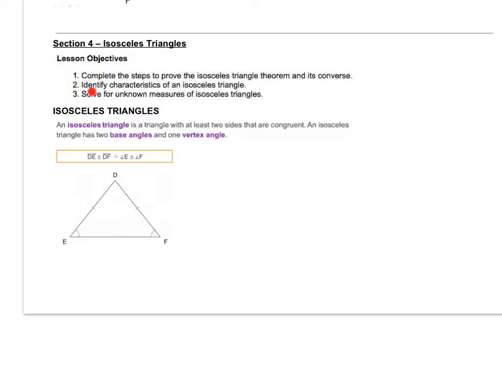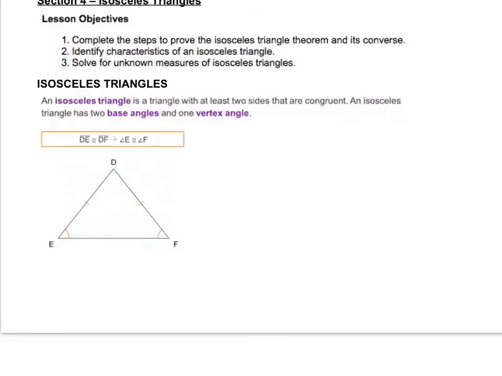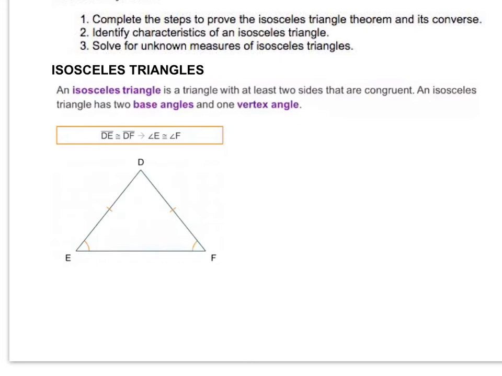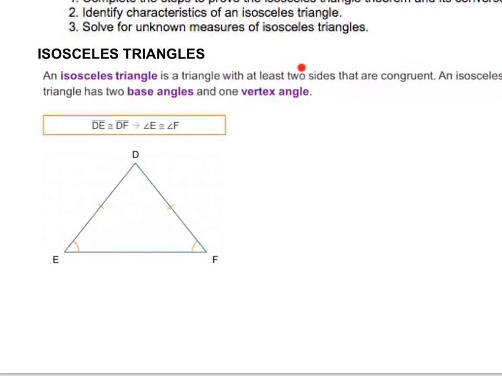What we want to do is complete the steps to prove the isosceles triangle theorem and its converse. We want to identify characteristics of an isosceles triangle, and we want to be able to solve for unknown measures of an isosceles triangle. What we know about isosceles triangles is that they have at least two sides that are congruent, and an isosceles triangle has two base angles and one vertex angle.